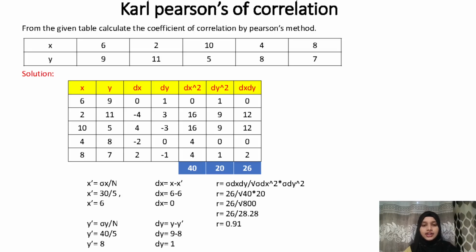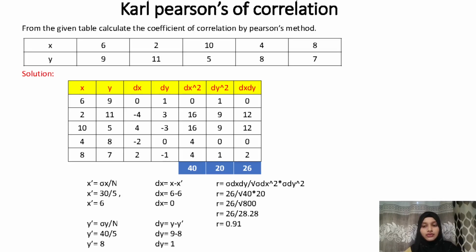Then we can calculate the deviation: dx is equal to x minus x bar, or x dash. For the first element of the x series, the mean of the x series is 6, so x dash is 6. What is the formula? dx is equal to x minus x bar, so 6 minus 6 is equal to 0. First data is 0. Following this technique, we can find all the data: dx is equal to 0, minus 4, 4, minus 2 and 2.